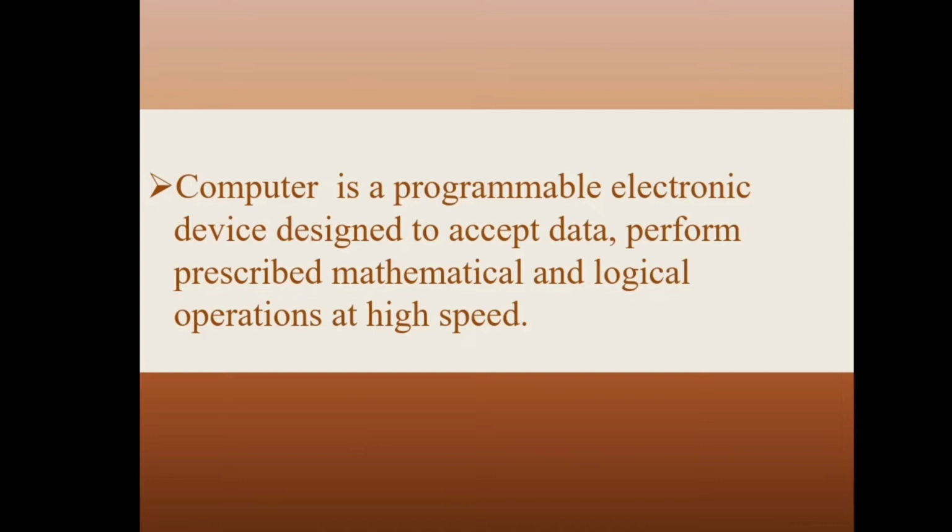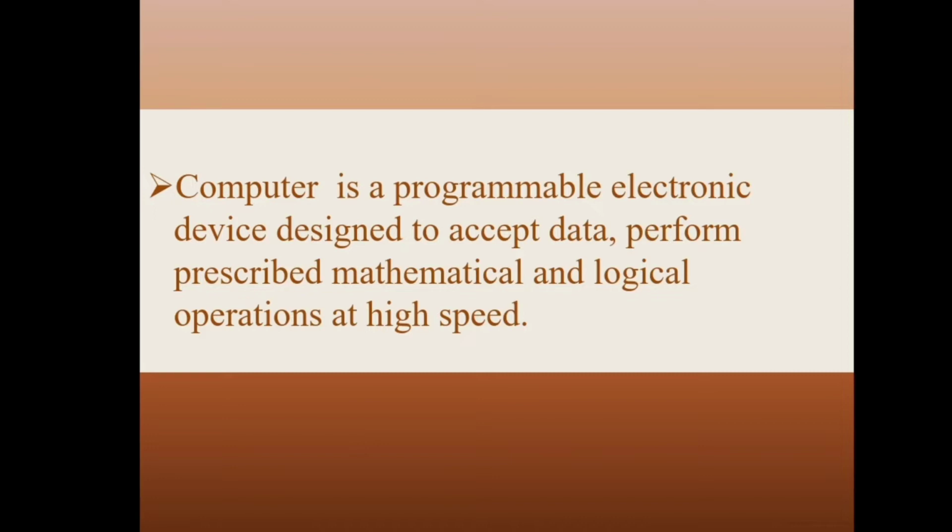Okay, now let's start. Since we are learning computer science, we should know what is a computer first. The rest of the things are secondary. Here I'm going to tell you the definition of a computer. Computer is a programmable electronic device designed to accept data, perform prescribed mathematical and logical operations at high speed. We all use computers, right children? But do we know what it is?